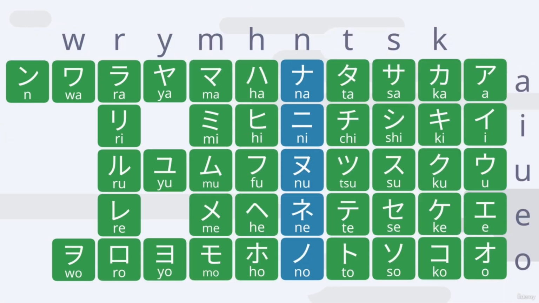We learned the characters na, ni, nu, ne, no. In the next lesson, we'll go over the characters ha, hi, hu, he, ho.